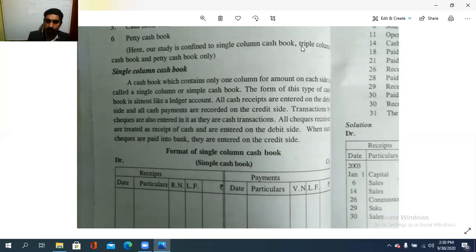The form of this type of cash book is almost like a ledger account. All the cash receipts are entered on the debit side and all the cash payments are recorded on the credit side. Transactions by checks are also entered in it as they are cash transactions. All the checks received are treated as receipt of cash.